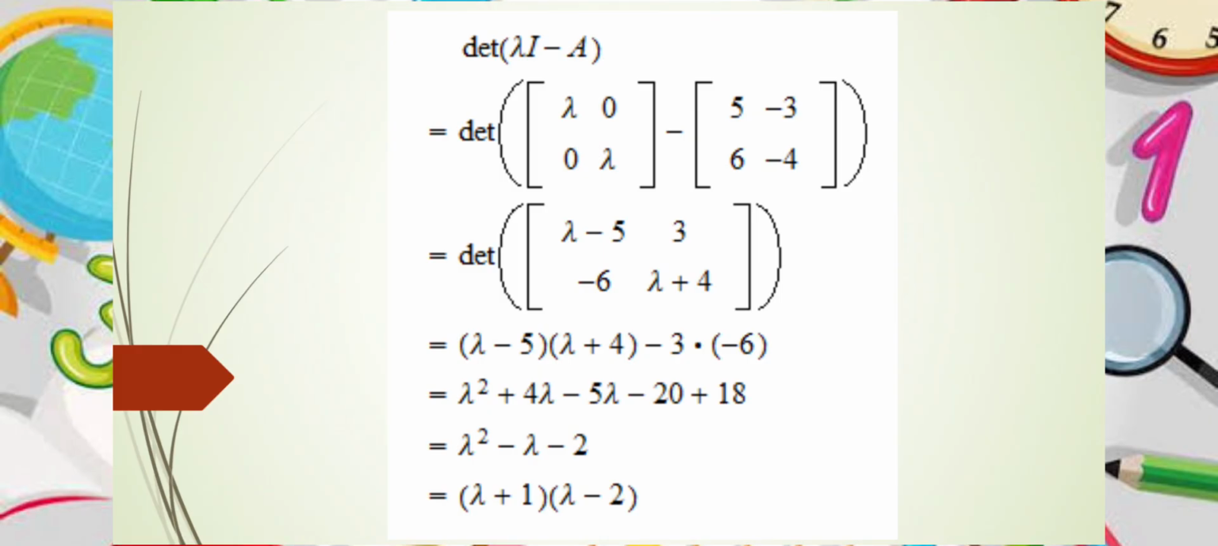This is equal to (lambda minus 5)(lambda plus 4) minus 3 times (minus 6), which is equal to lambda squared plus 4 lambda minus 5 lambda minus 20 plus 18, which is equal to lambda squared minus lambda minus 2.